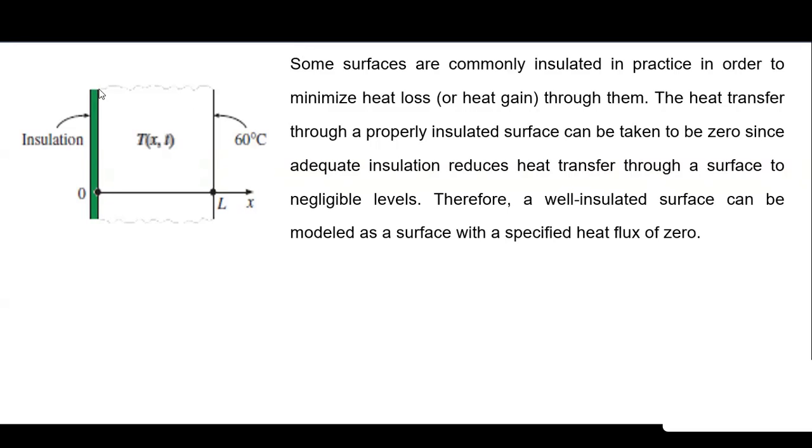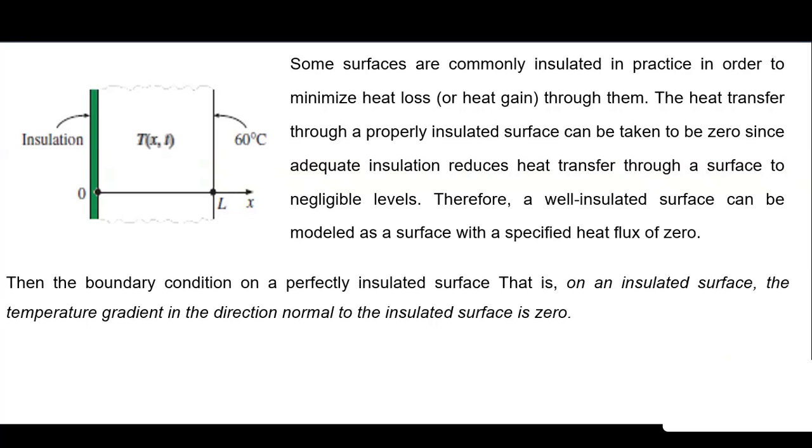Now here, when the boundary is insulated, we can say that the specified heat flux is equal to 0, and this 0 is to be equated with Fourier's law of conduction, that is minus k del T upon del x. Then the boundary condition on a perfectly insulated surface, that is, the temperature gradient in the direction normal to the insulated surface is 0, can be expressed in terms of this equation. So what I am doing: minus k del T upon del x equal to 0.